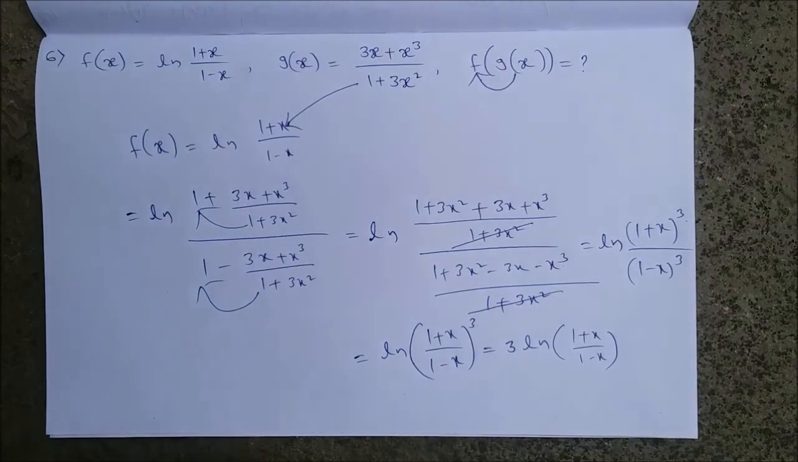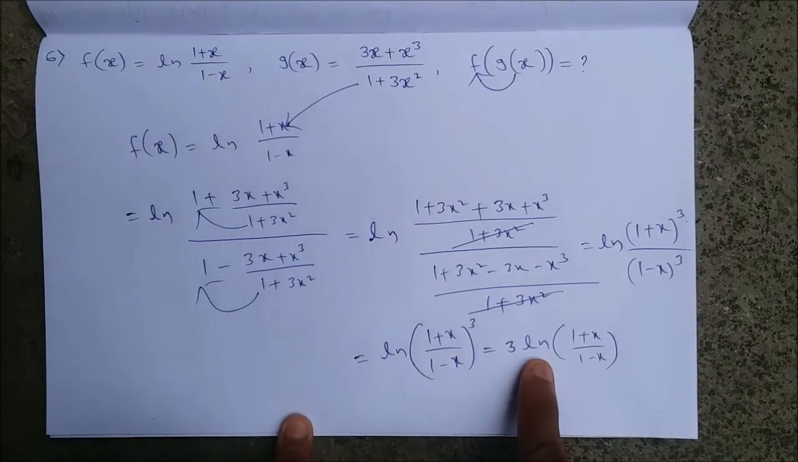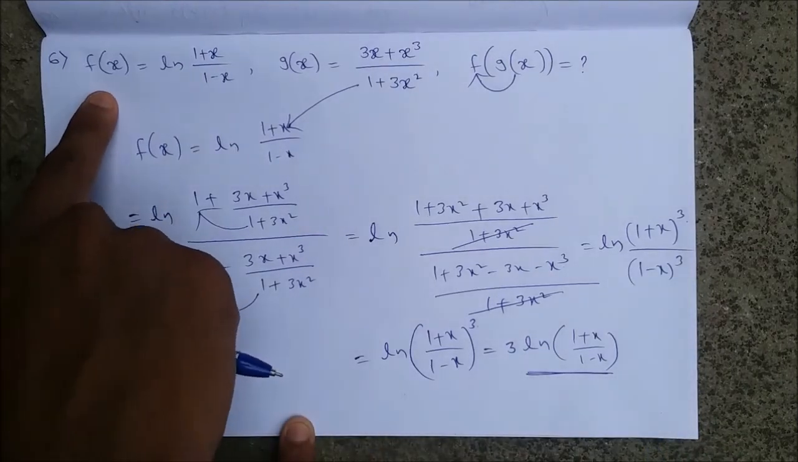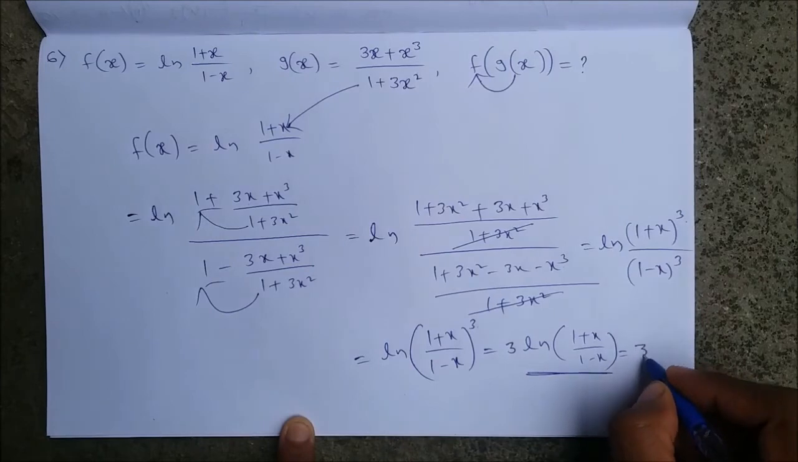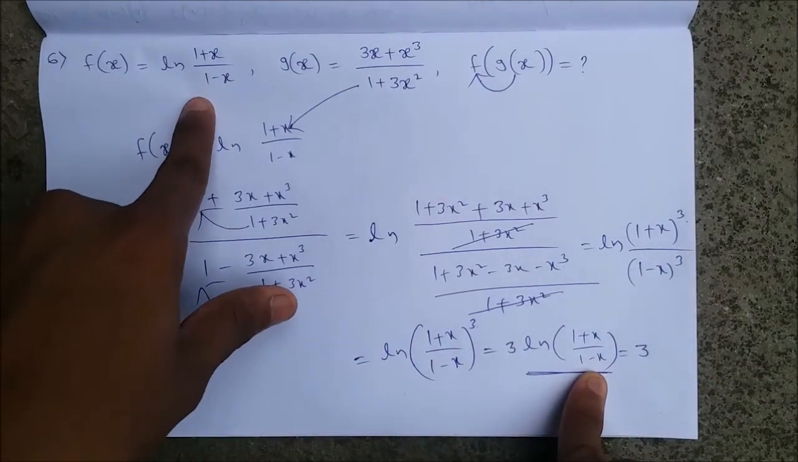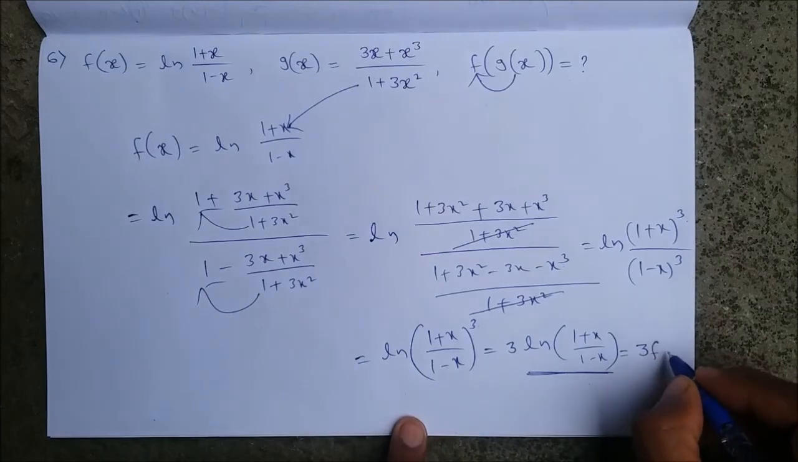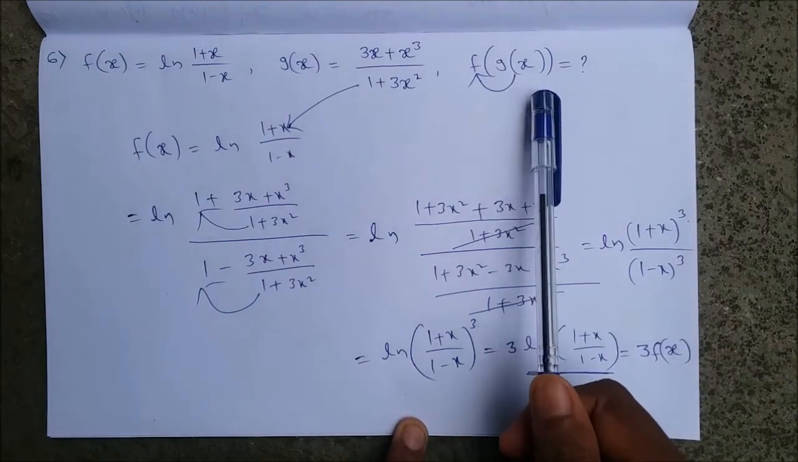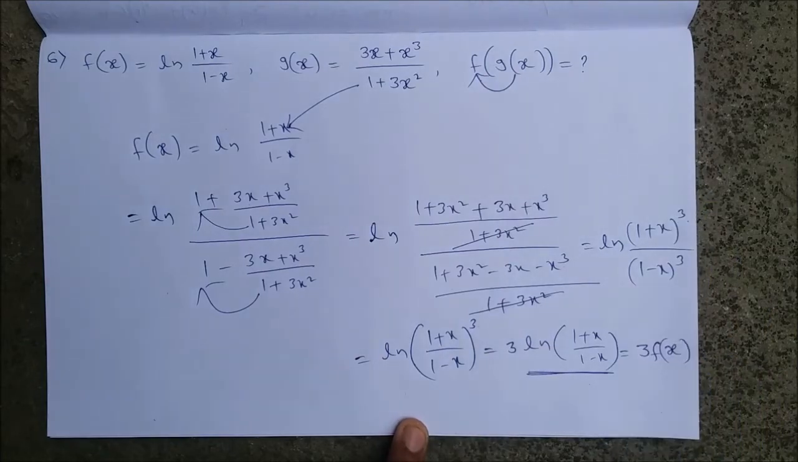Now if we observe this last line clearly, ln of (1 plus x) divided by (1 minus x) is nothing but f of x. So this 3 as it is, and ln of (1 plus x) divided by (1 minus x) is nothing but f of x. So I am writing it as 3 into f of x. So f of g of x value is 3 times f of x.